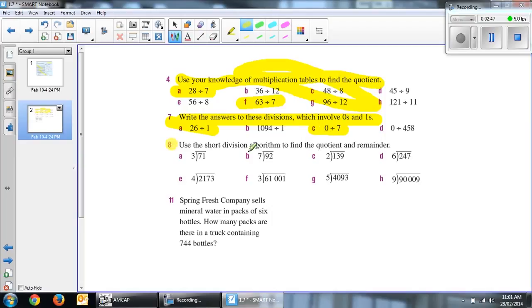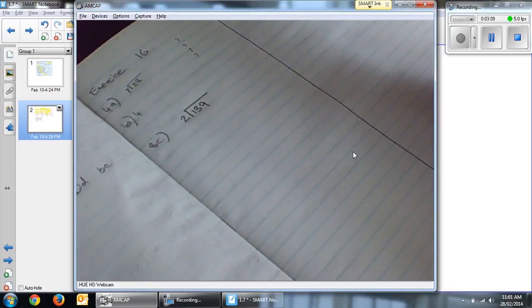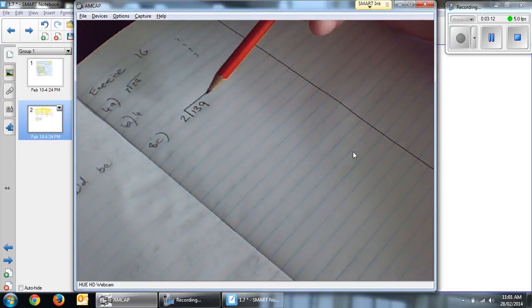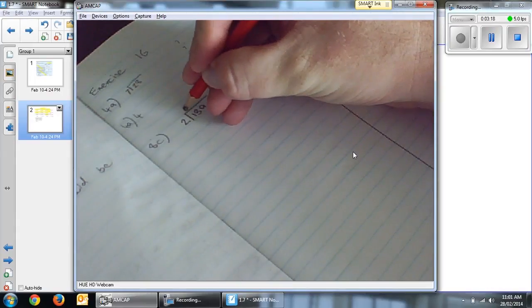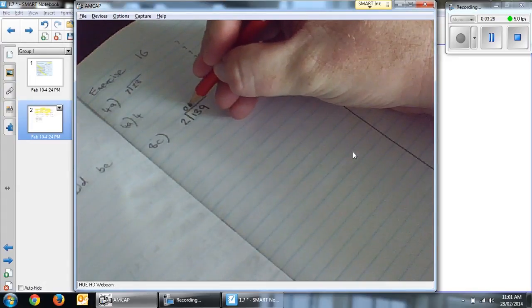Question 8. Use the short division algorithm to find the quotient and the remainder. Let's have a look at C, which is 139 divided by 2. So we look at the first number and then we work towards the right. 2 goes into 1 0 times, so we put a 0 up there. But 2 goes into 13, how many times? It goes into 13 6 times, and it has 1 left over.